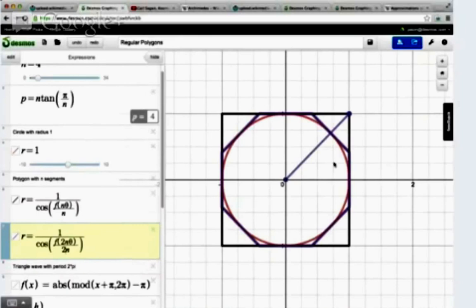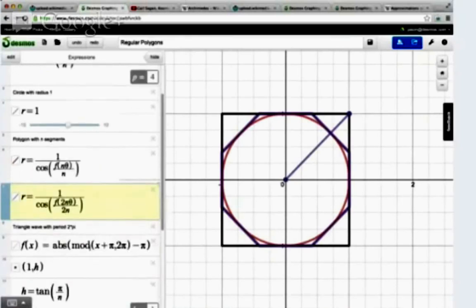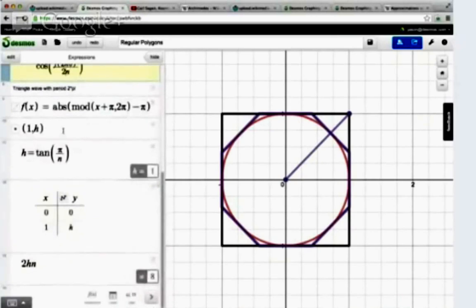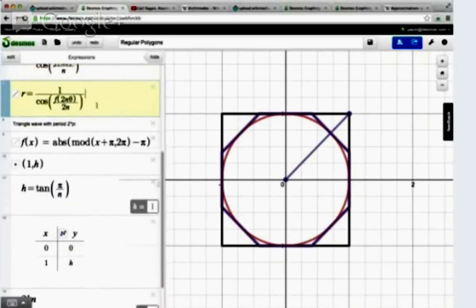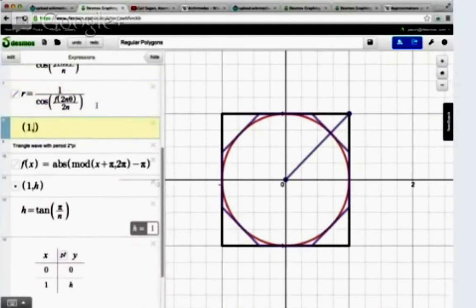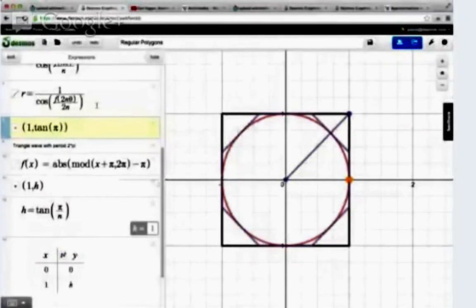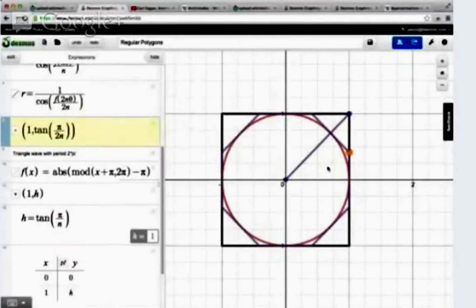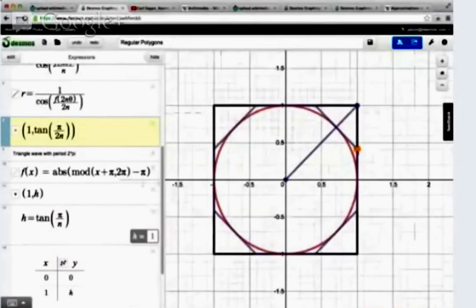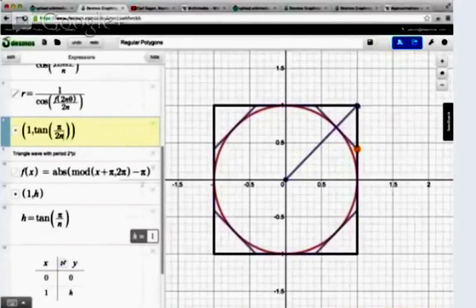So what we'd like to do is come up with, and let's make one more point here, a point on this polygon, 1 comma tan of pi divided by 2n. All right, so we'd like to calculate this orange point here based on the value of the purple point.